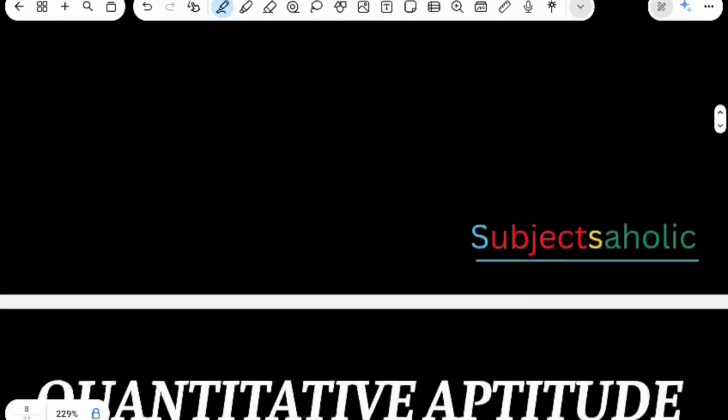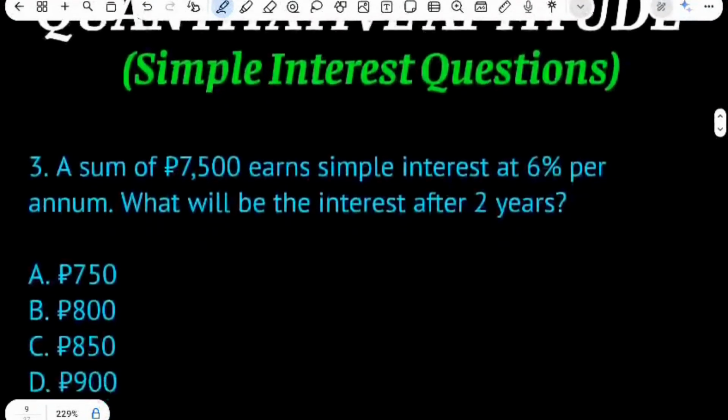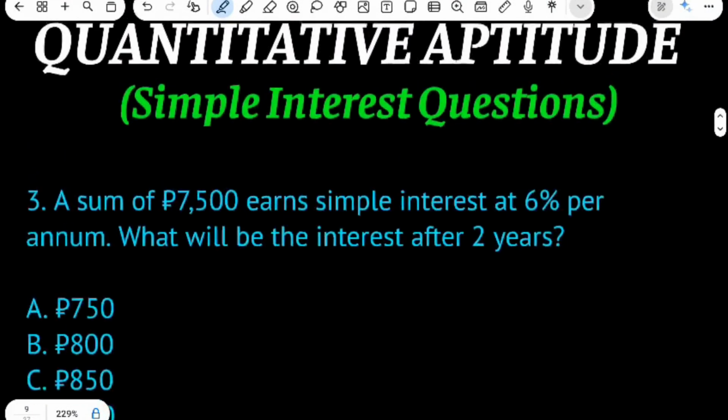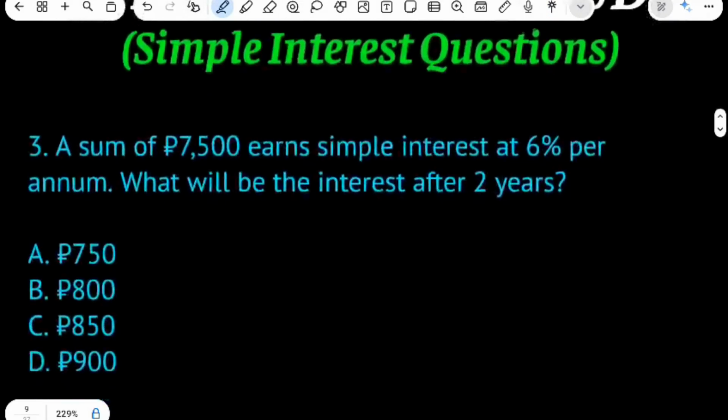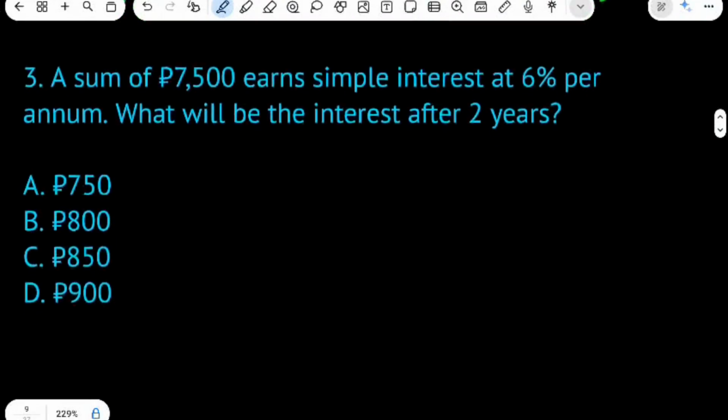Now I hope these types of questions are clear to you. I want you to solve this with me, as all the questions are very similar to solve. Moving ahead with question number 3 of simple interest type, we have a sum of 7,500 that earns simple interest at 6% per annum. What will be the interest after 2 years? So everything is with us. We just need to understand and solve it. Solve it with me.